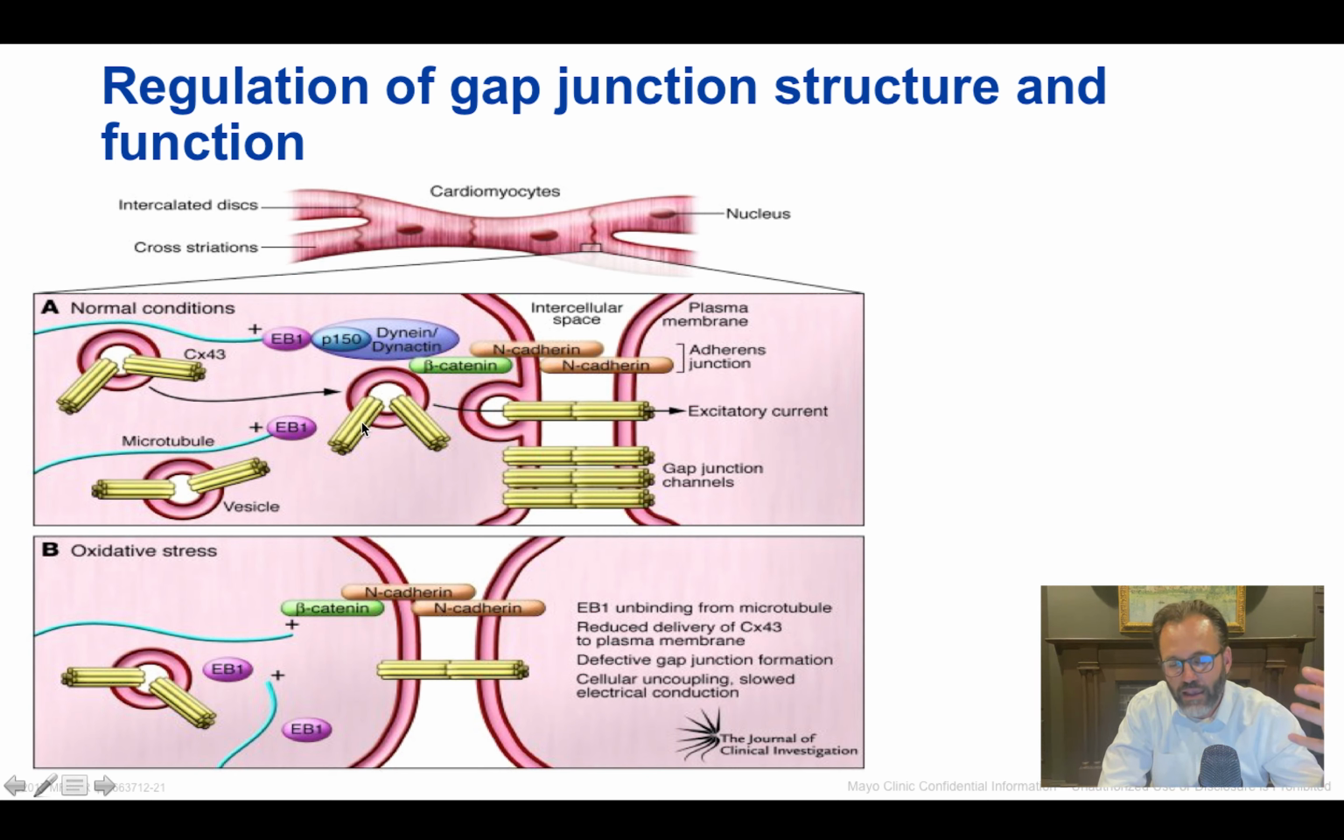Now, when you have disease or substantial chronic stressors to the myocardium, what is often observed in those conditions is a near ubiquitous increase in oxidative stress. There, you see disruption of these microtubules, disruption of the EB1, and disruption of the beta-catenin complex, which disables the appropriate direction of these gap junctions to the intercellular space. What you have then is cellular uncoupling and slowed electrical conduction throughout this syncytium of cardiomyocytes. Subsequently, you just have less effective, less powerful, less coordinated ejection of blood out of the ventricles, which ultimately physiologically manifests as an impaired systolic function of the left or right ventricle.